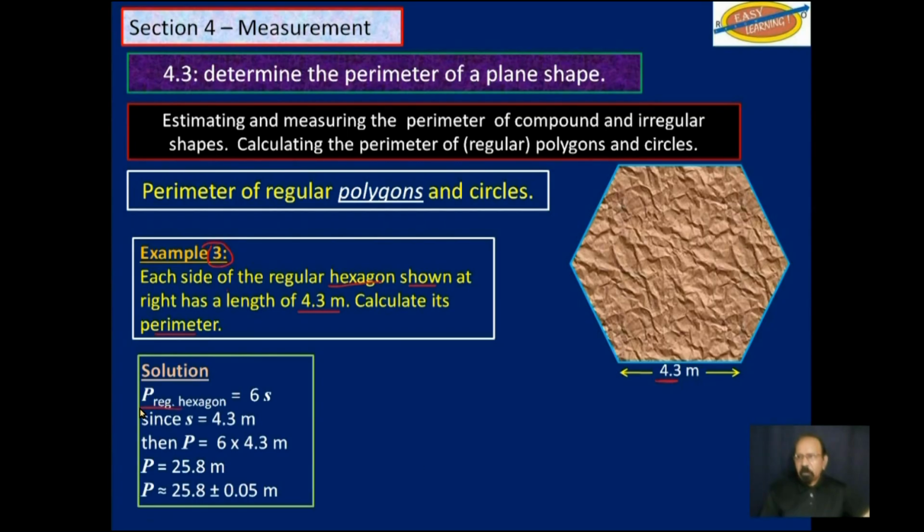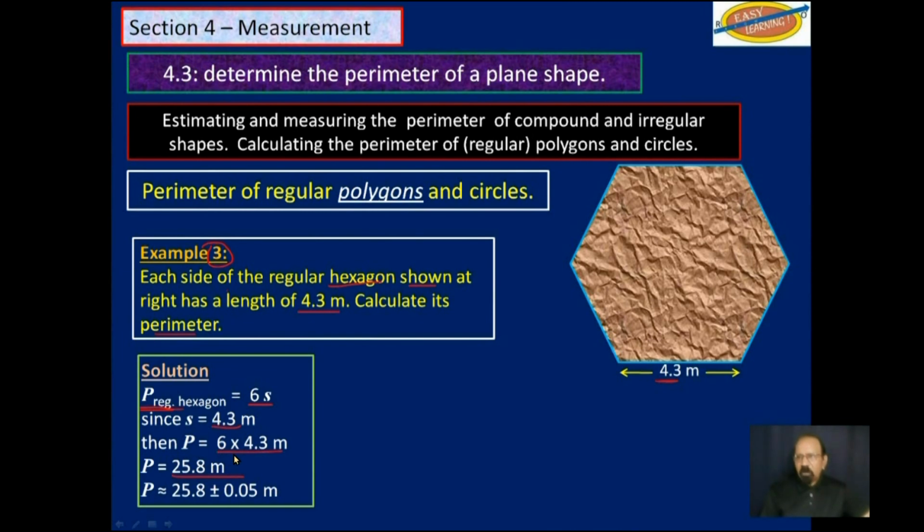So the perimeter of a regular hexagon is 6 times its side, 6 times its side. Since one side is 4.3 meters, you multiply that by 6 and you get 25.8 meters.